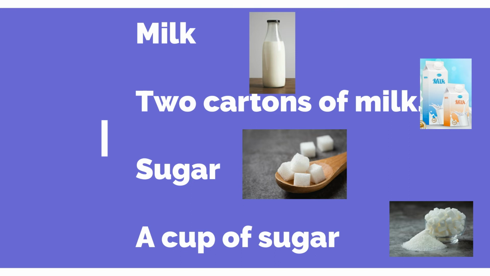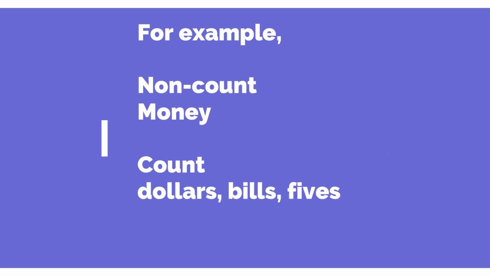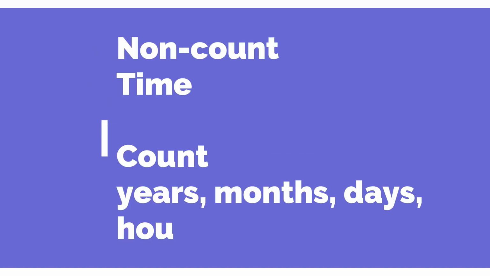a cup of sugar. Sometimes, a non-count noun is used to indicate a group of items, whereas individual items within the group are countable. For example, non-count, money; count, dollars, bills, fives, cents, dimes, coins. Non-count, time; count, years, months, days, hours, minutes.